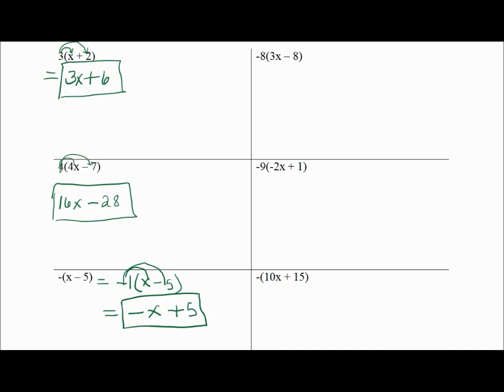Okay, so for the next one, I have a negative 8 that I'm going to distribute. Negative 8 times 3x will give me a negative 24x. And then negative 8 times a negative 8 gives me a positive 64. There are no like terms that we can combine, so that's the final answer. On the next one, we're distributing this negative 9, so negative 9 times a negative 2x gives me a positive 18x, and then negative 9 times a positive 1 gives me a negative 9.